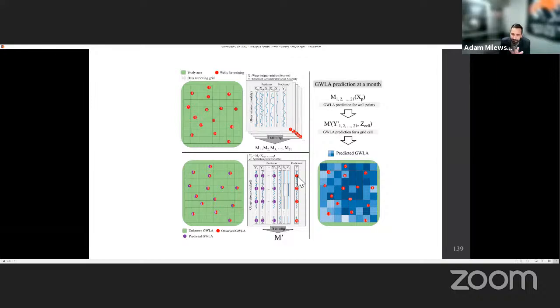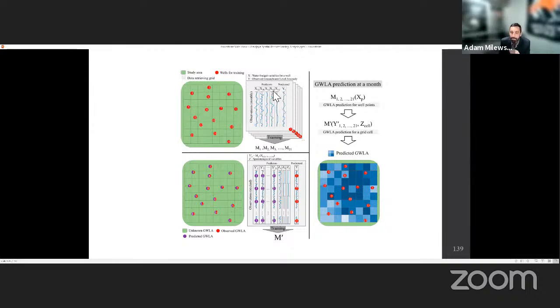This is busy, but I want to try to explain it a little bit. The process we're seeing here starts at the top, works this way and then over here. We have a study area, okay? We have some training wells, maybe groundwater wells. That's what these little points are. We have individual points. We don't have data for the entire site, but we have data points.